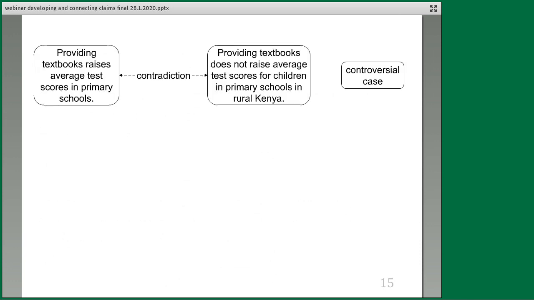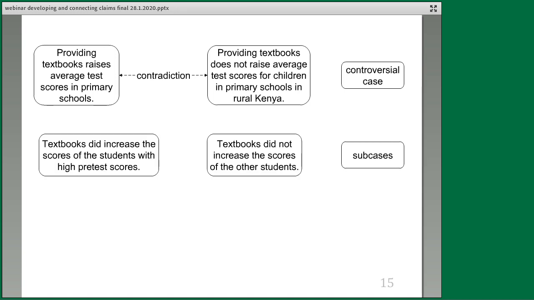So first, there is this controversial case. We have, on the one hand, the claim providing textbooks raises average test scores in primary schools. On the other hand, we have the claim providing textbooks does not raise average test scores for children in primary schools in rural Kenya. Then we develop subcases. Namely these groups. One group with the claim textbooks did increase the scores of students with high pretest scores, and for the other students the claim textbooks did not increase their scores.